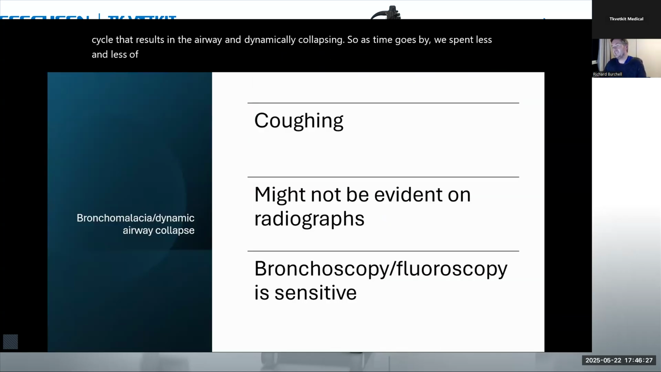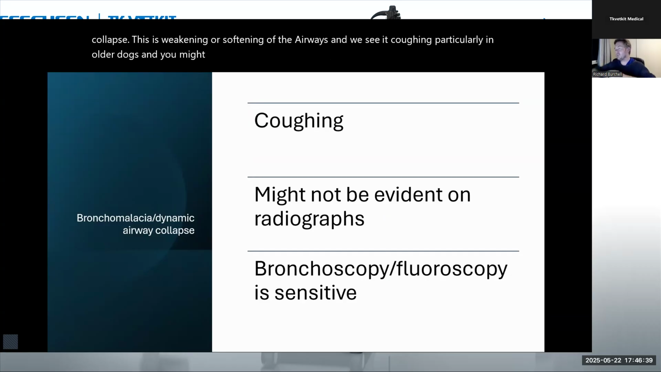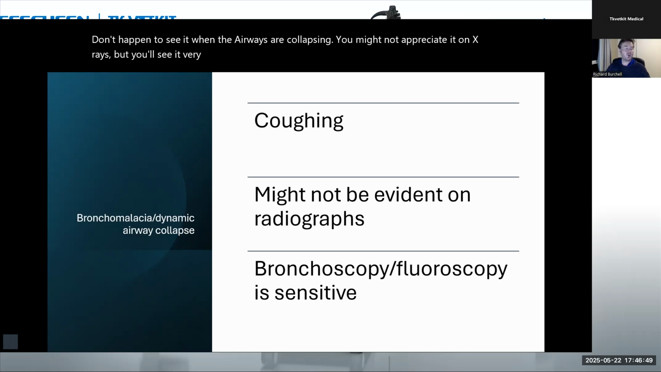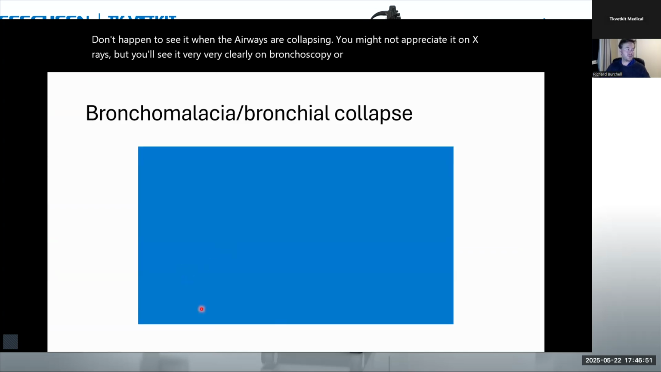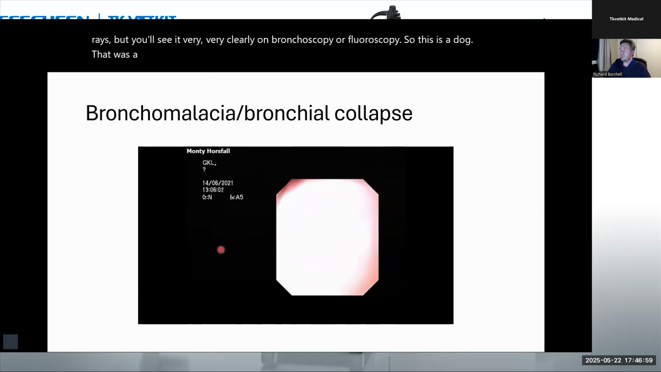Then another common disease is bronchomalacia or dynamic airway collapse. This is weakening or softening of the airways, and we see it coughing particularly in older dogs. And you might not see it on radiographs because it's dynamic. So if you don't happen to see it when the airways are collapsing, you might not appreciate it on x-rays. But you'll see it very, very clearly on bronchoscopy or fluoroscopy. So this is a dog that was a Cavalier King Charles Spaniel with chronic coughing.